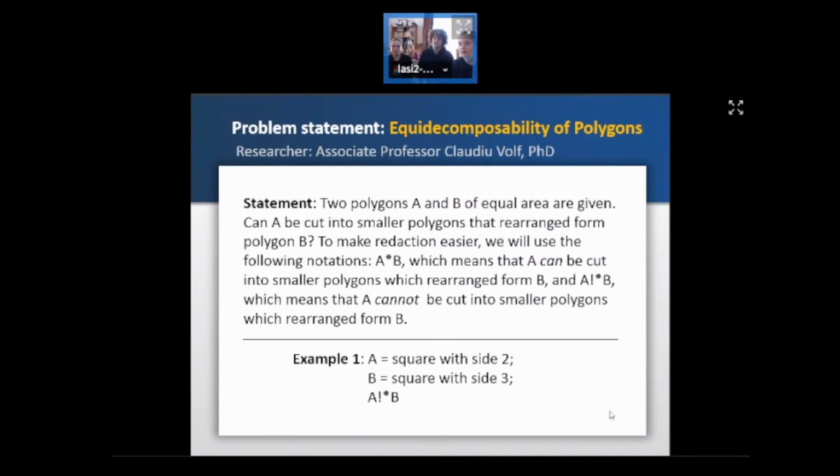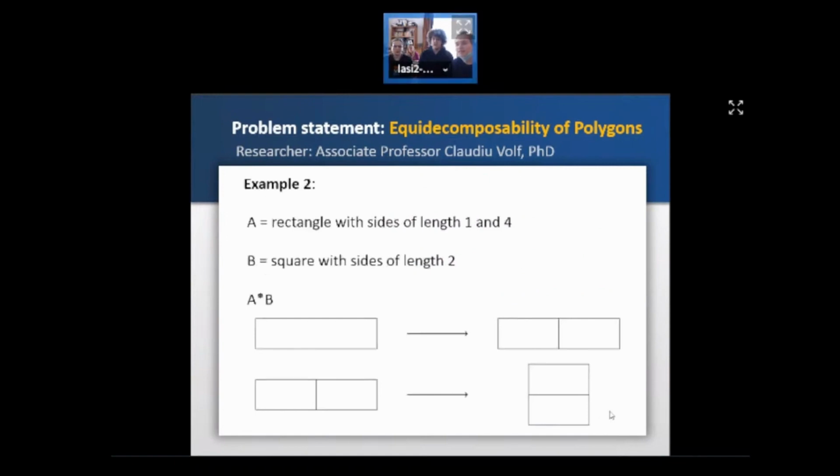Example 1, we have A a square with side of 2, and B a square with side 3, and A cannot be transformed into B. For the second example, we have A a rectangle with sides of length 1 and 4, and B a square with sides of length 2. And A can be transformed into B as shown in the pictures under.